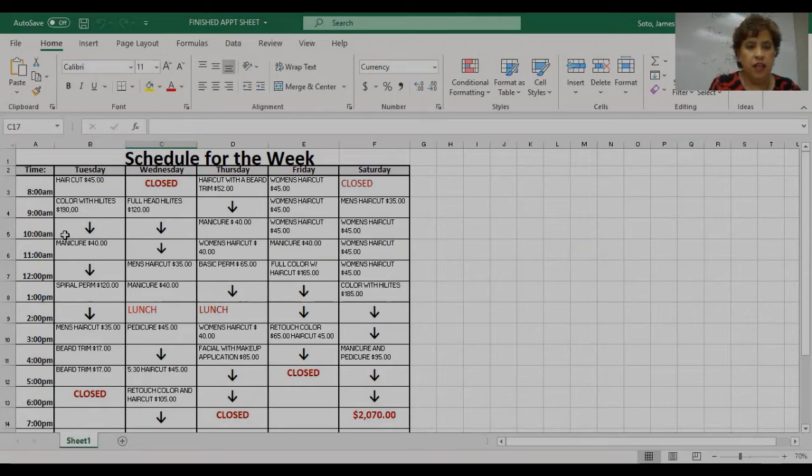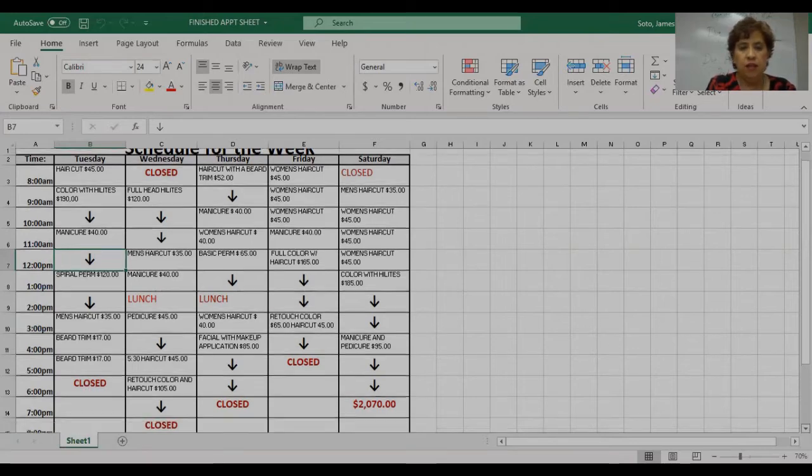I wasn't available at 10, but at 11 I was able to come in and I did a manicure, and that was 1 hour, okay? And so at 12 I came in at 1 and I did a spiral perm. Okay, so that was at 1, 2, and 3, and I didn't have anybody else till 3 o'clock. A men's haircut at $35, beard trim for $17, another beard trim for $17, and then I closed at 6 o'clock.